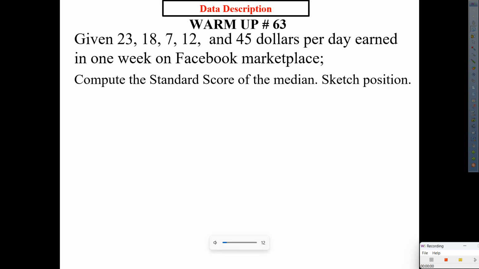All right, so once again, warm-up number 63 reads: given 23, 18, 7, 12, and 45 dollars per day earned in 1 week on Facebook Marketplace, compute the standard score of the median and sketch the position. That means you need a bell curve, yes? Yes, all right. So hands if you need a little bit more time. Some of y'all, okay, most of you are already done. Wow, pretty good. All right, I'll give you guys a couple more minutes now.